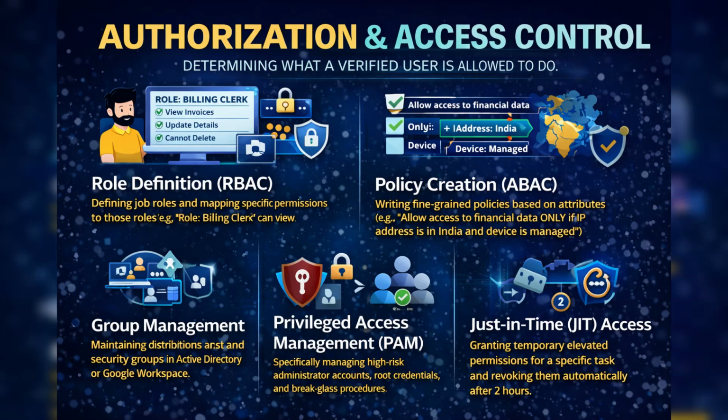Policy creation, ABAC, writing fine-grained policies based on attributes, e.g., allow access to financial data only if IP address is in India and device is managed. Group management, maintaining distribution lists and security groups in Active Directory or Google Workspace. Privileged access management, PAM, specifically managing high-risk administrator accounts, root credentials, and break-glass procedures. Just-in-time, JIT, access, granting temporary elevated permissions for a specific task and revoking them automatically after 2 hours.